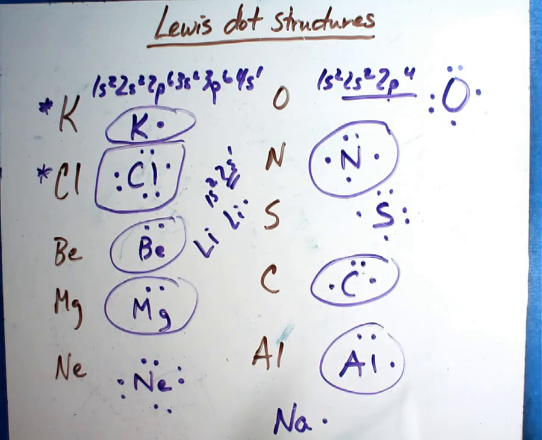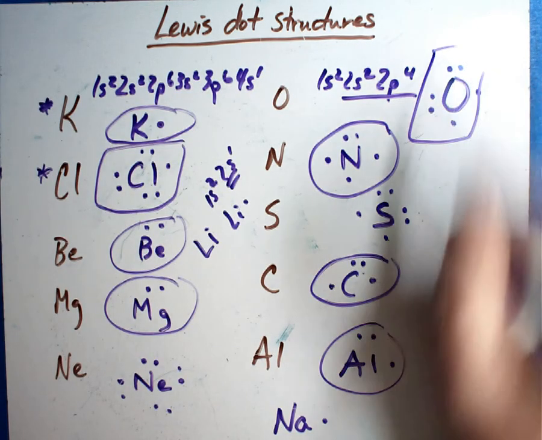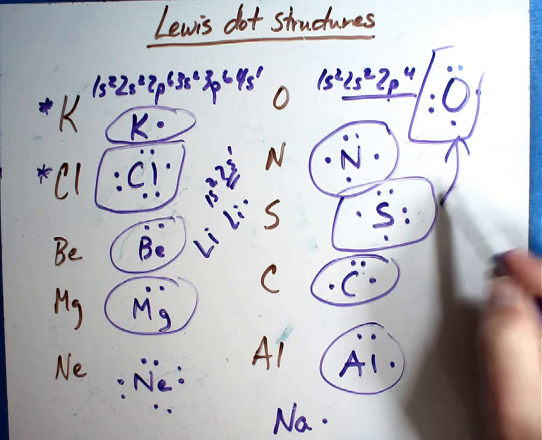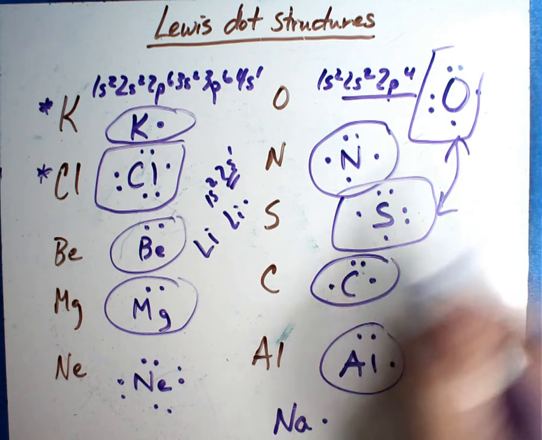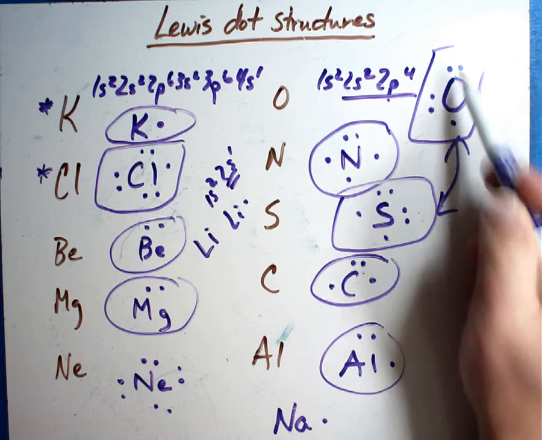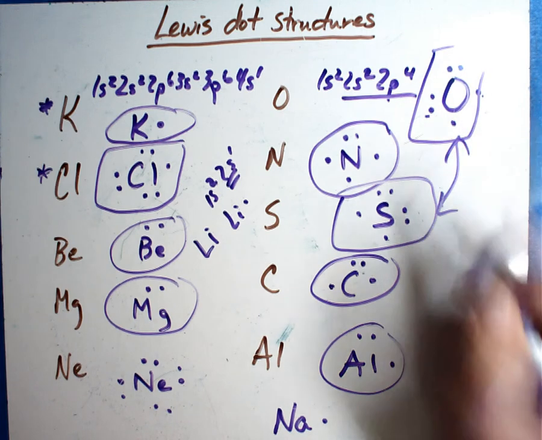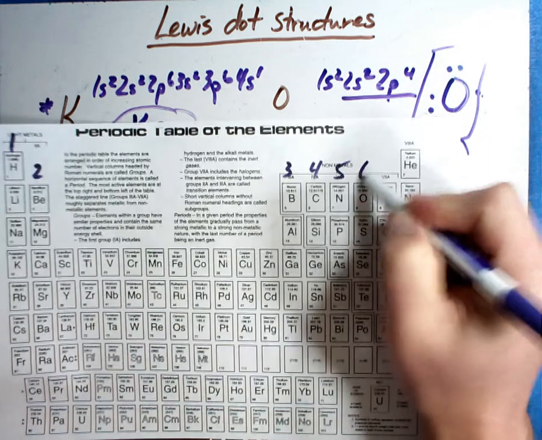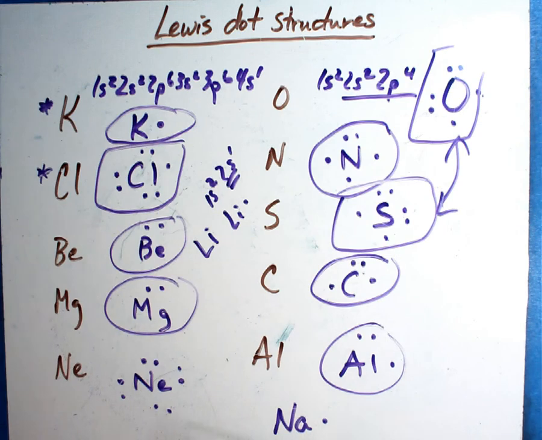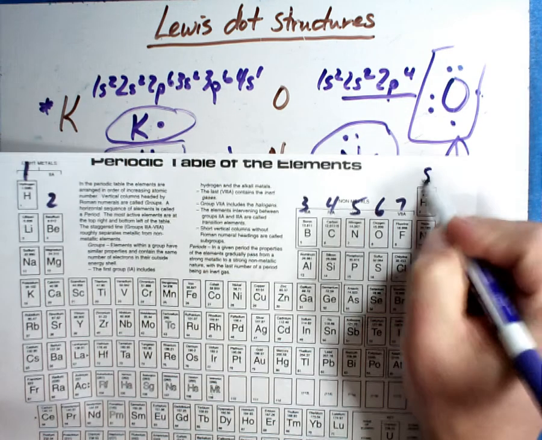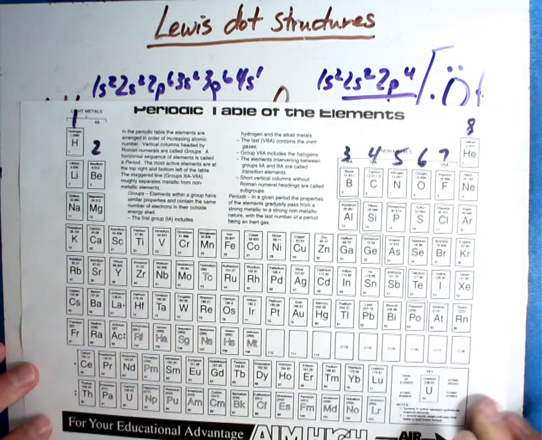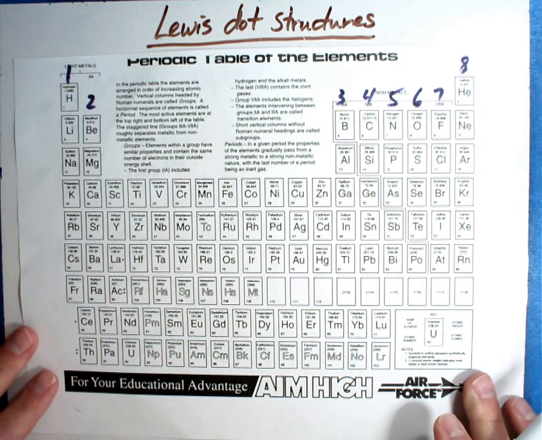Oxygen and sulfur, I purposely picked them to look alike. Notice they look the same. They had 1, 2, 3, 4, 5, 6. Notice I put the pairs in different places, but I had 2 pairs and 2 singles. And that was 6. Chlorine was 7. We already saw that. Neon was full with 8. So you don't really have to memorize a whole lot. All you have to do is use your chart.